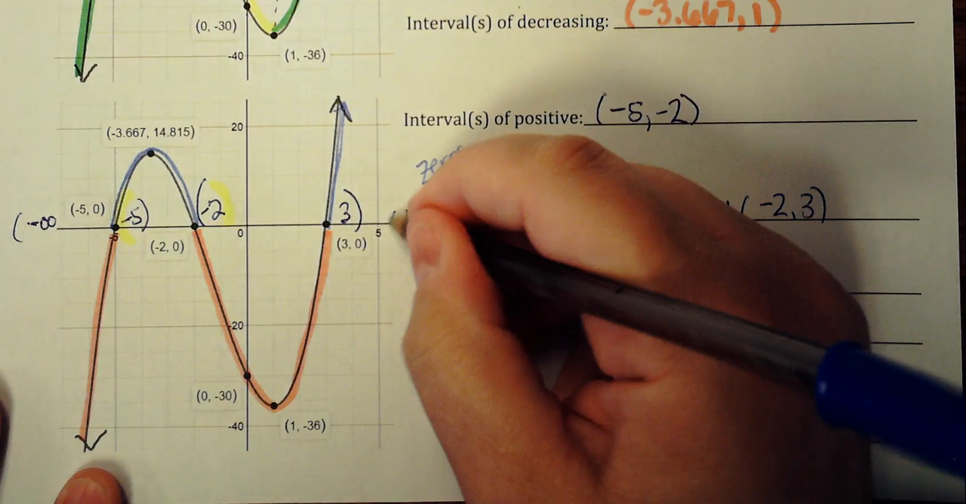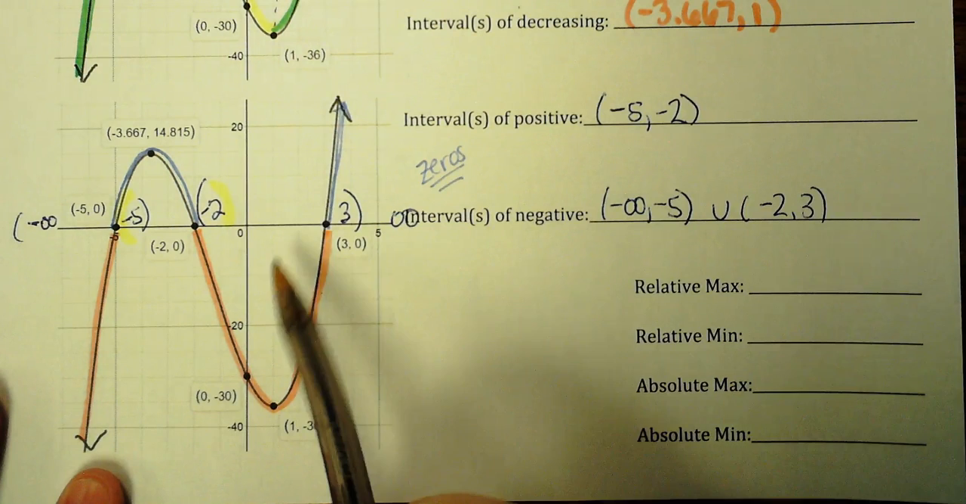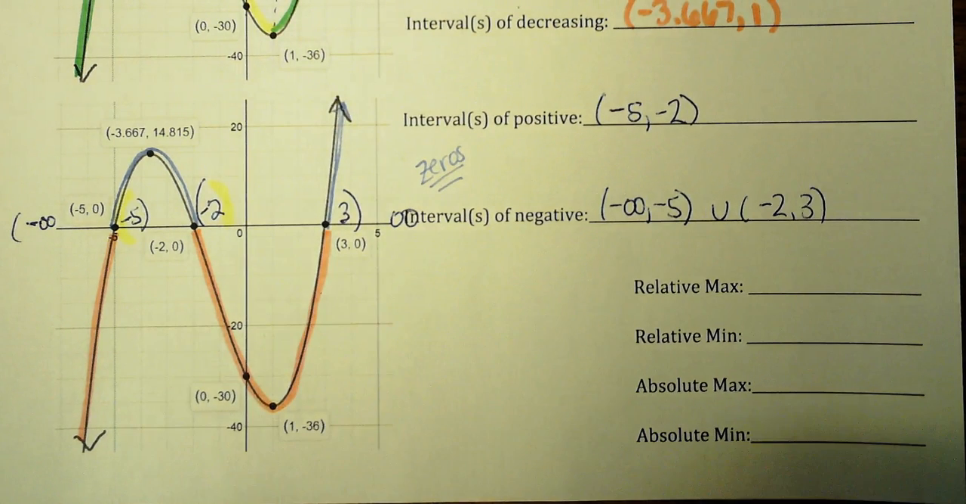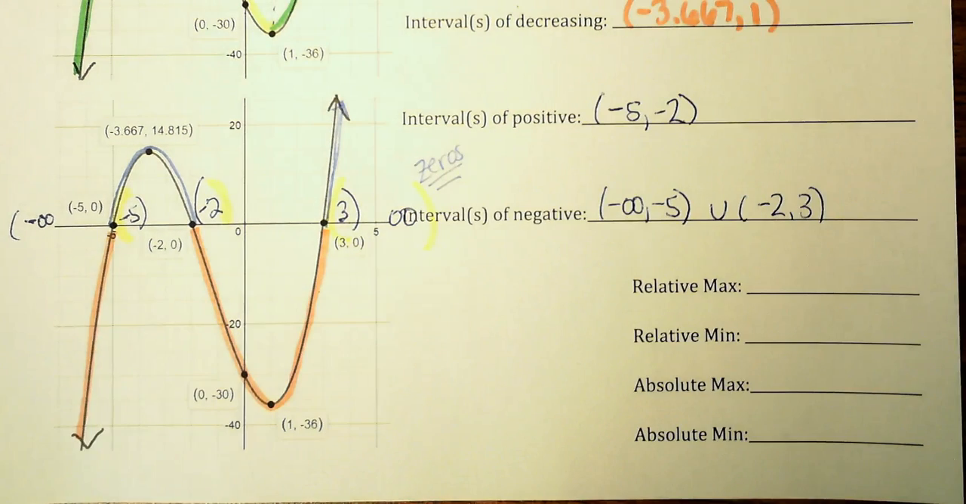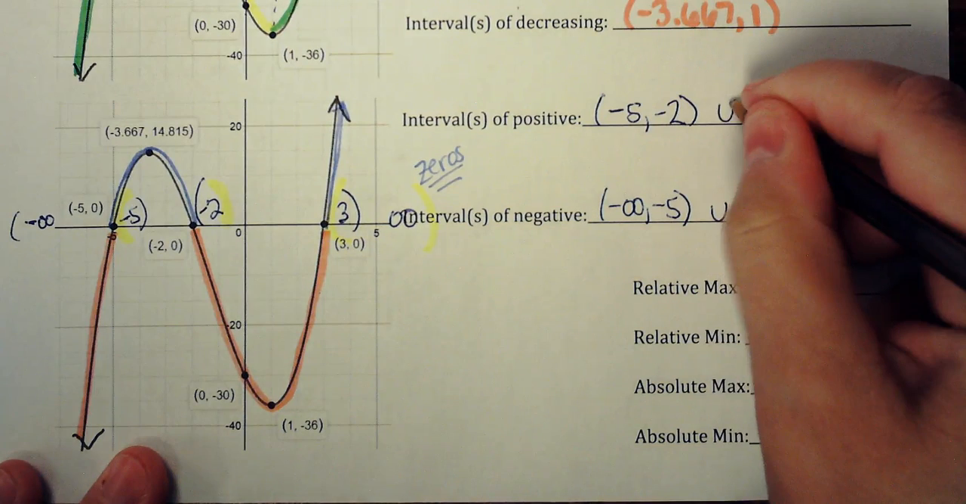And then remember, all the way to the right, I'm just going to write down infinity here. So the rest of the graph is positive, so that switches over, 3 to infinity. So I'm going to put that with the positive.